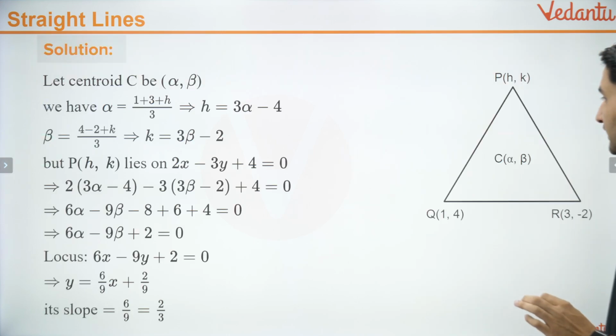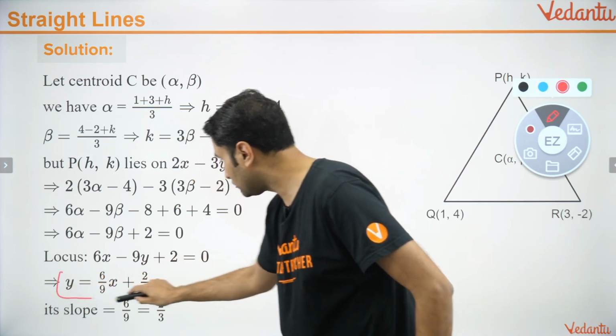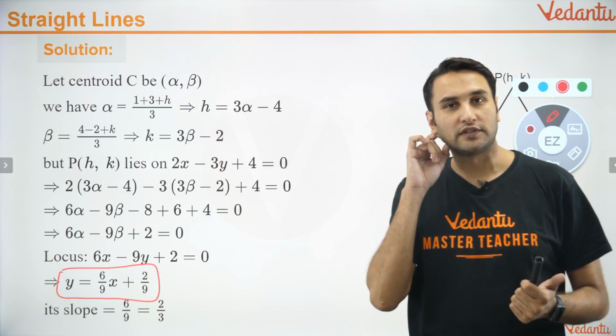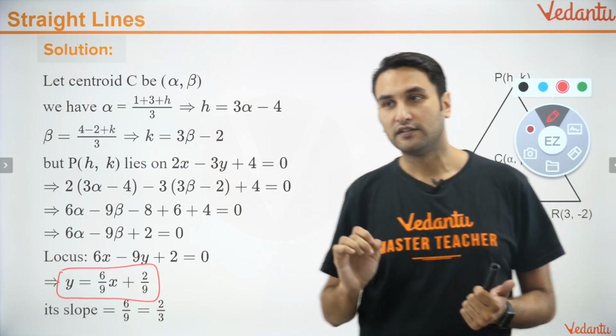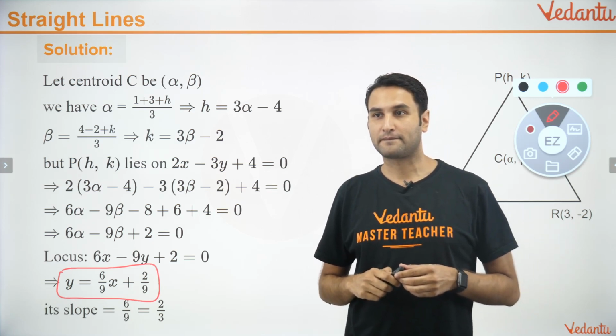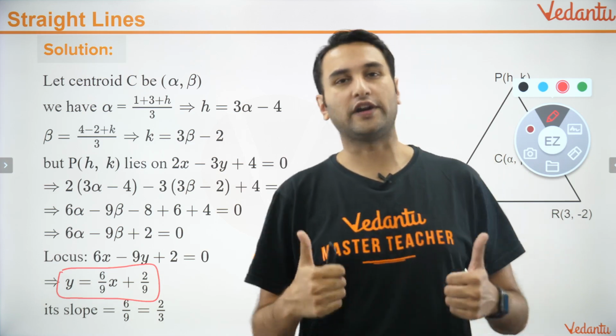Answer will be 2/3 and the equation of locus will actually come out to be this. When you solve it, this is the equation. बच्चों, how many of you got it? Yes or no? Did you understand what I said? Yes? Chalo, all right, very nice.